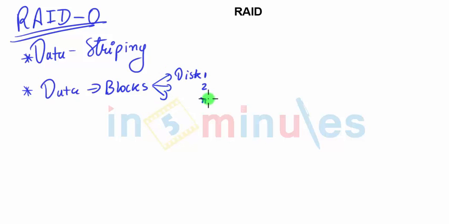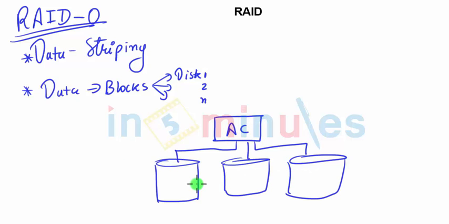In terms of diagram, if we see this, there will be an array controller and there will be disks. So now the logic would be fairly simple. Whatever data is coming would come from this place. Let's say there is a data. This data would be broken into block 1, block 2, block 3. So block 1 will go over here, block 2 will go over here, block 3 would go over here.